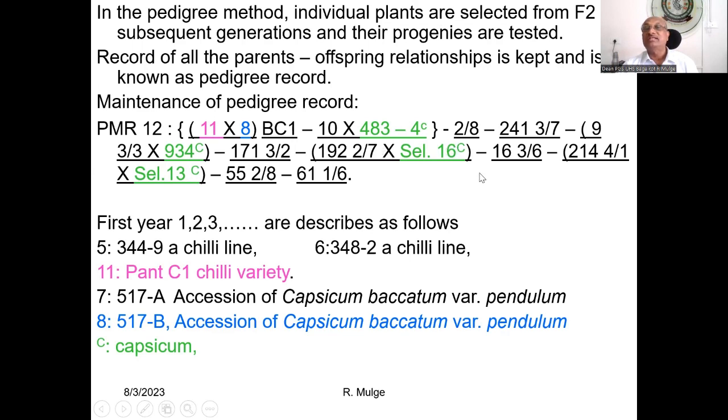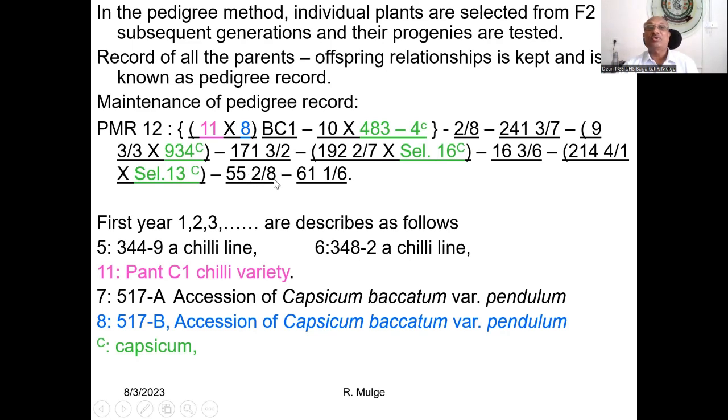Seeds they got. The seeds were sown in the next generation, where the 16th line, right, 3rd row, 6th plant, the seeds were collected. It was pushed to the next generation, where 214th line, 4th row, 1st plant. It was crossed with selection 13C. Capsicum line pollen was used, and they got seeds. Seeds were further raised in the next generation.